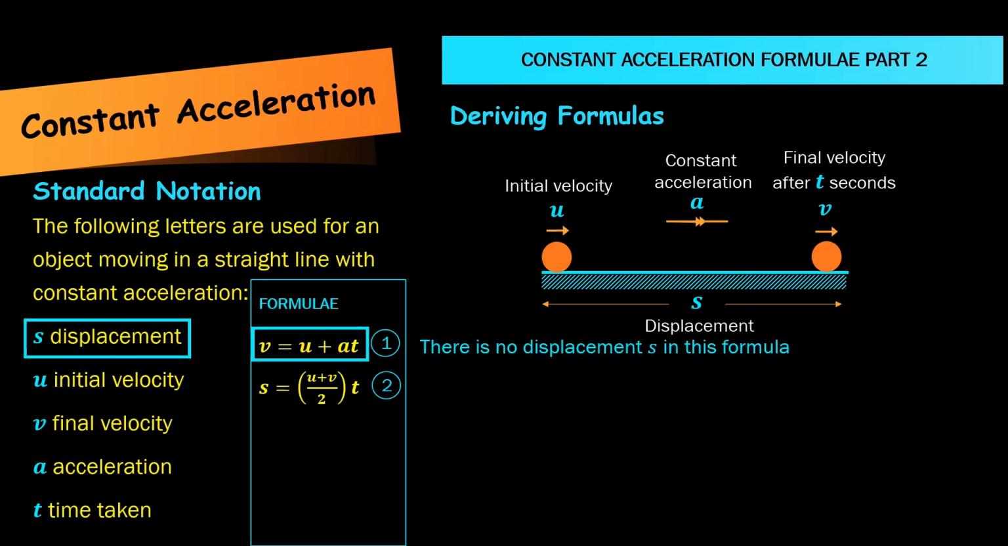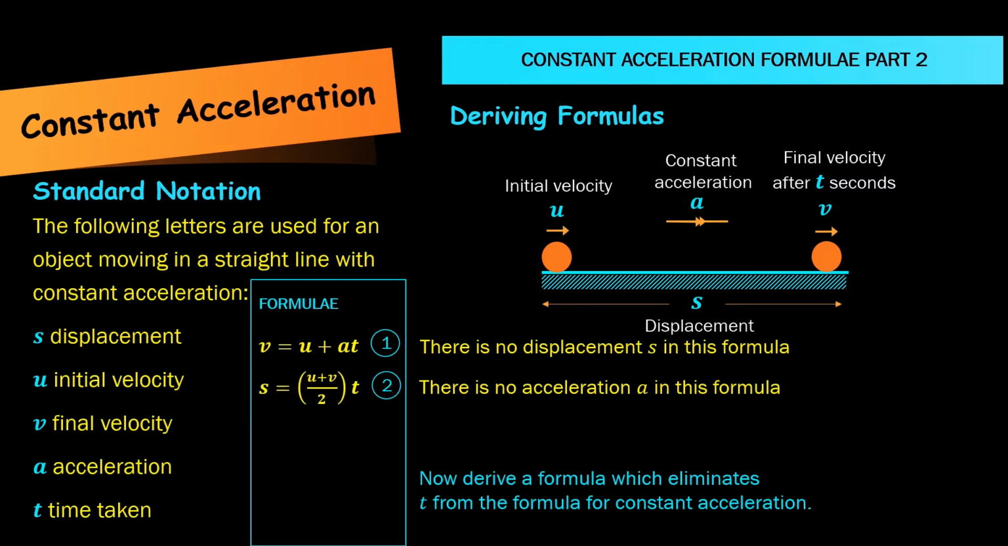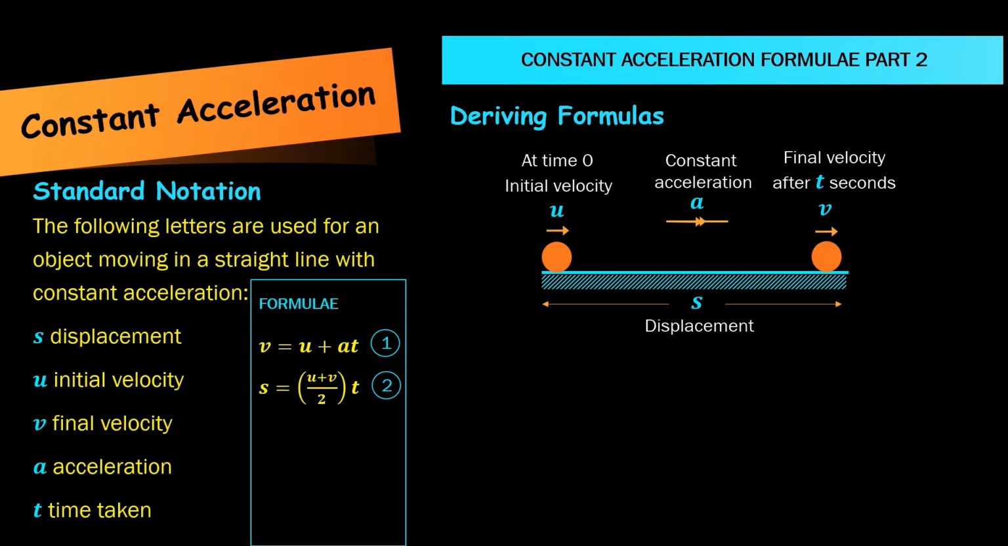We're now going to derive some formulae, but before we begin, let's observe some things from the current formulae that we have. Notice in the first formula, v equals u plus at, there is no displacement s. In the second formula, there is no acceleration a. So now we're going to derive a formula which eliminates t from the formula for constant acceleration. Essentially we're going to use the two existing formulae to derive 3 or more.